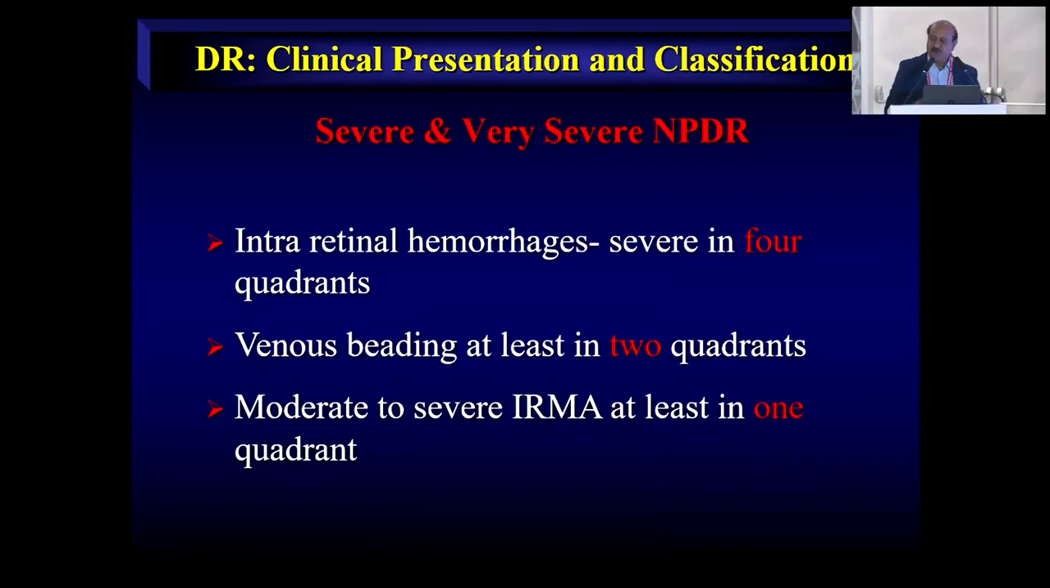So now I told you about severe and very severe non-proliferative diabetic retinopathy. I already defined intraretinal hemorrhages, but they should be more than 20 intraretinal hemorrhages in a quadrant. Venous bleeding at least in 2 quadrants. Moderate to severe IRMA at least in 1 quadrant. This is the 4-2-1 rule in ETDRS. If 2 factors are there, then it is very severe.